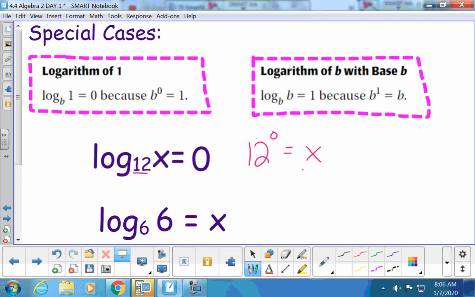12 to the 0 power is 1. Any number to the 0 power is 1. And if you can't remember it, you could type it in. 12 to the 0 power, type in the calculator, will be a 1.